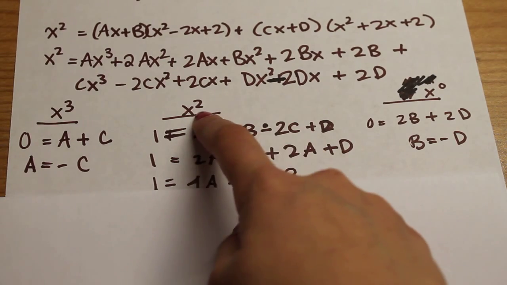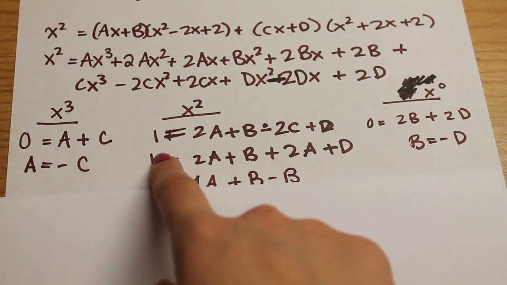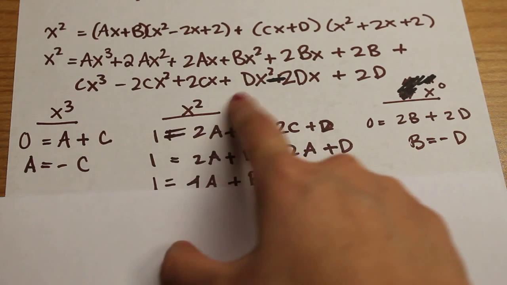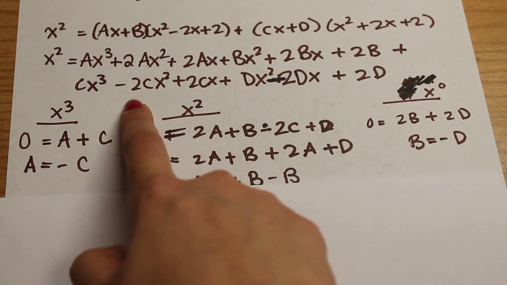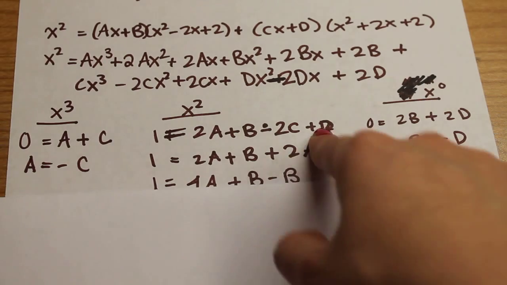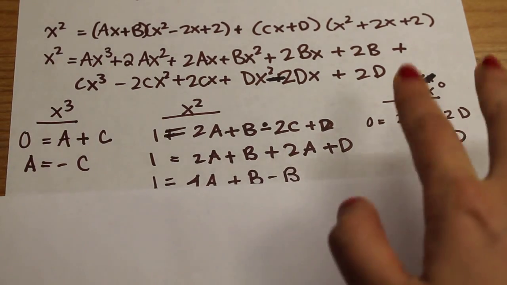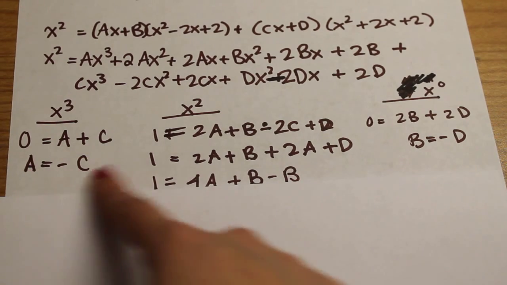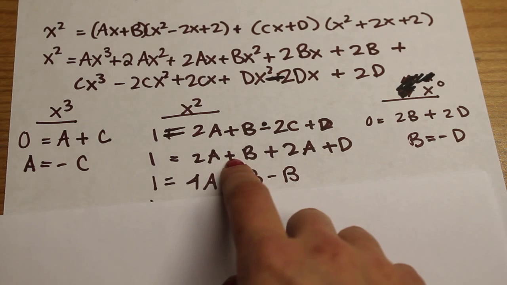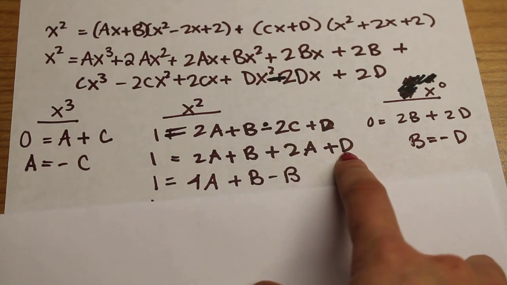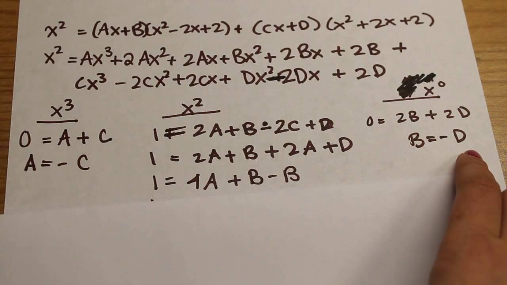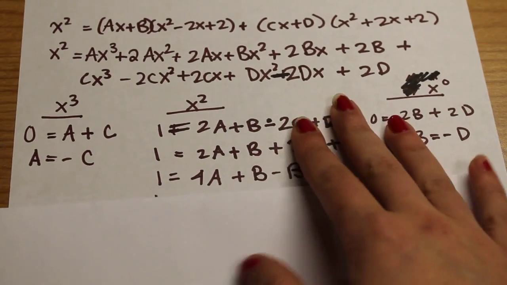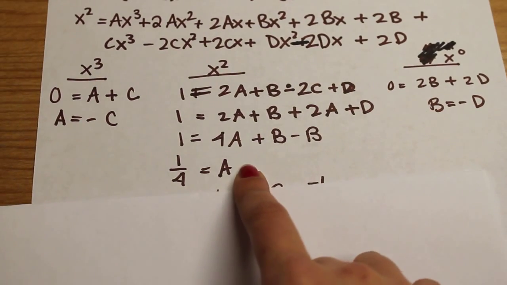So I also did x squared, which as you can see here, has coefficient 1. So we get 1 is equal to 2a plus b minus 2c plus d. By subbing in, actually I subbed in this one first, a is equal to negative c, you get 2a plus b plus 2a plus d. And then we sub in b is equal to negative d. So you get 4a plus b minus b, which cancels out. So you get 1 over 4 is equal to a.